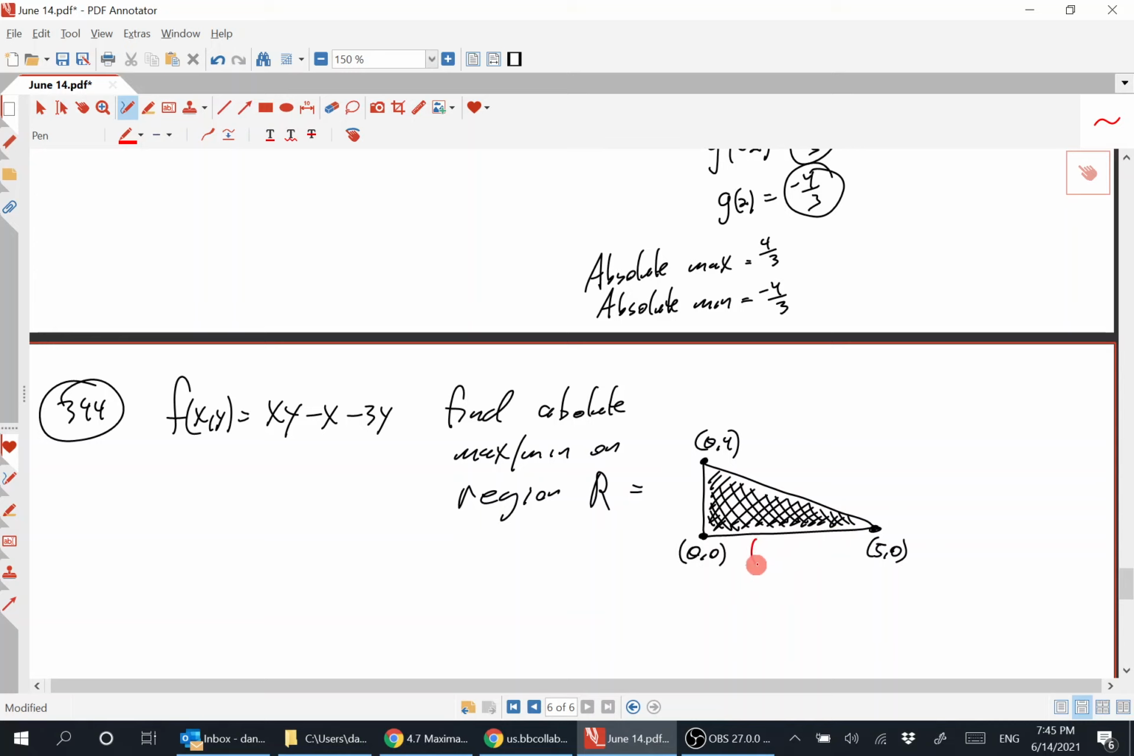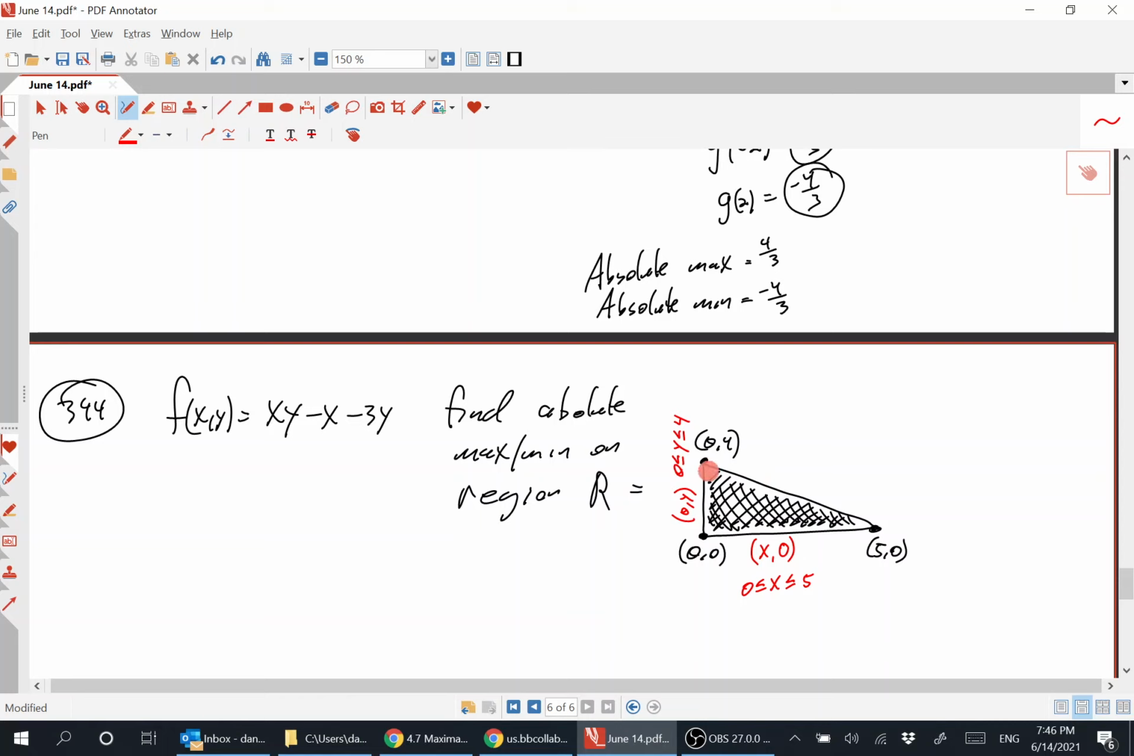All right, well, the x is just x, and the y coordinate is 0, right? With domain for x, 0 less than or equal to x less than or equal to 5. On this vertical side, we've got x is 0, y 0 less than or equal to y less than or equal to 4.